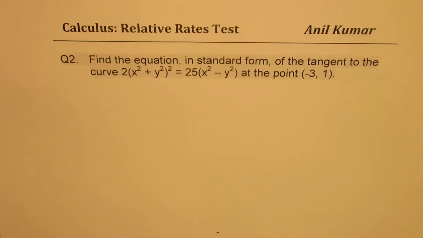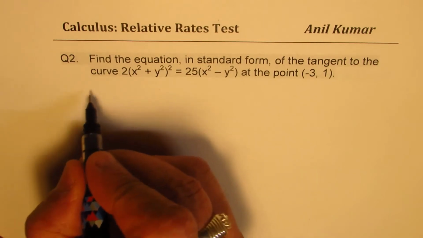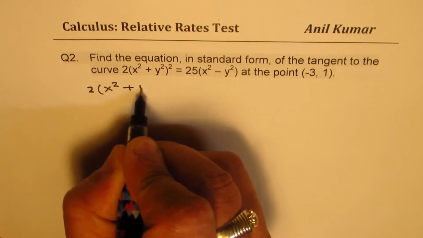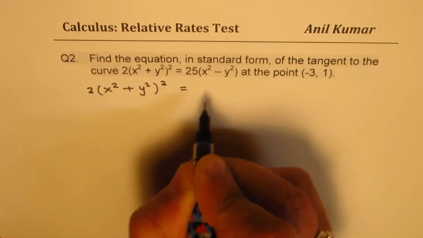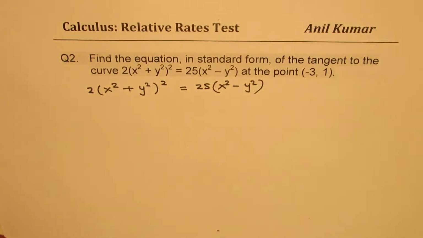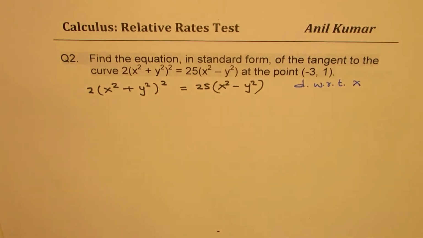Question number 2. Find the equation in standard form of the tangent to the curve 2 times (x squared plus y squared) whole squared equals 25 times (x squared minus y squared) at the point (-3, 1). So let's write down the equation and find its derivative with respect to x. We have (x squared plus y squared) whole squared equals 25 times (x squared minus y squared). So what we are going to do here is we'll differentiate with respect to x on both the sides, correct?